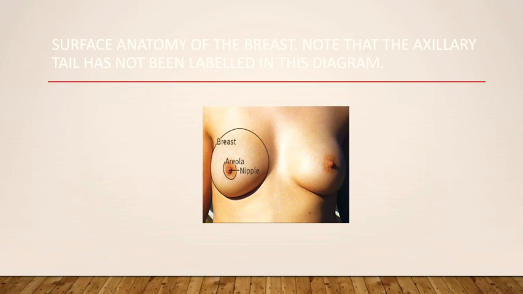Here we can look at the surface anatomy of the breast. Note that the axillary tail has not been labeled in this diagram.